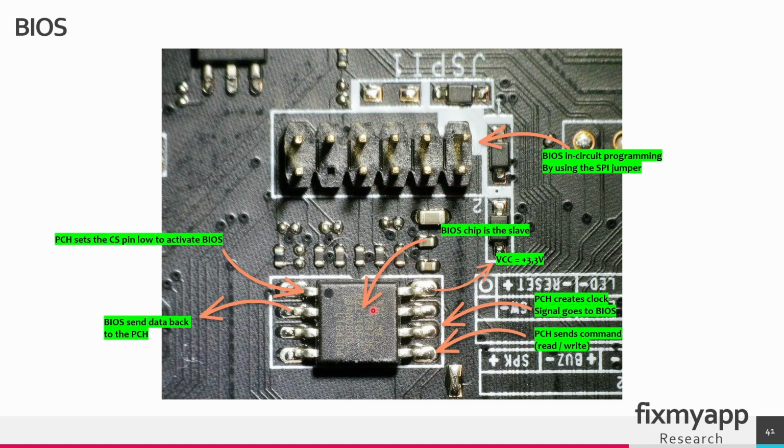This is how the BIOS works when the power button is pressed. On power up, the PCH sends clock pulses via the serial clock pin. The PCH sets the chip select pin low to activate the BIOS chip. The PCH sends read or write commands over the MOSI line to the BIOS. The BIOS chip processes the commands and prepares the data. For read operations, the BIOS chip sends the data back to the PCH via the MISO line. For write operations, data is sent from the PCH to the BIOS chip via the MOSI line. Once the data transfer is complete, the PCH sets the chip select pin high, deactivating the BIOS chip.